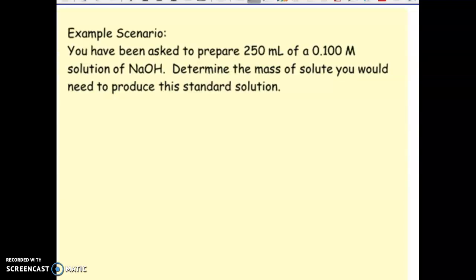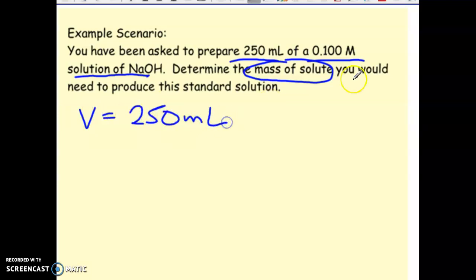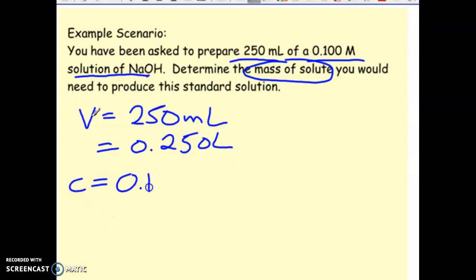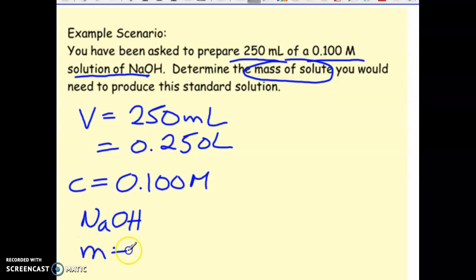Let's take a look at an example. You've been asked to prepare 250 milliliters of a 0.100 mole per liter solution of NaOH. Determine the mass of the solute you would need to produce this standard solution. We have a volume of 250 milliliters, but we're dealing with molar concentration, so this has to be in liters. The concentration we're given is 0.100 moles per liter, for sodium hydroxide. We want the mass of sodium hydroxide, and in order to solve for mass, we need the moles.